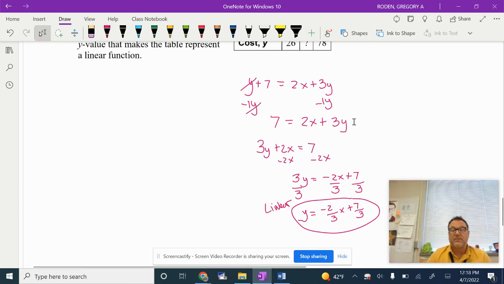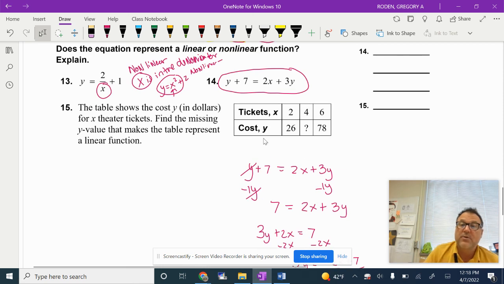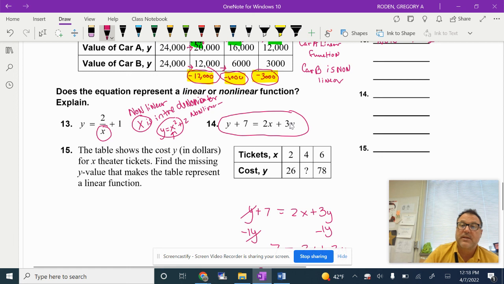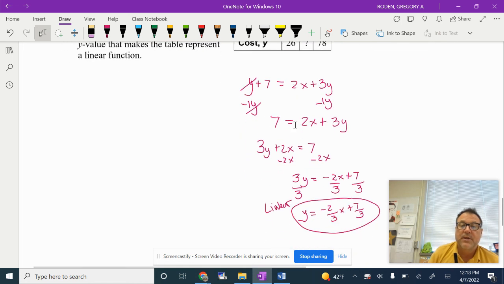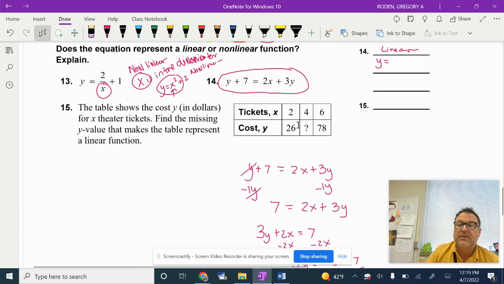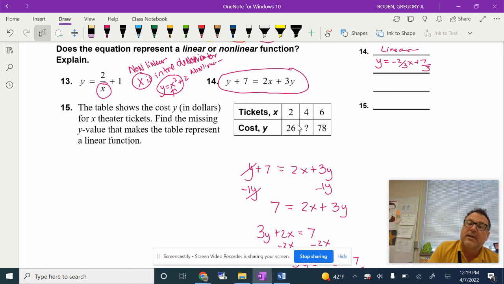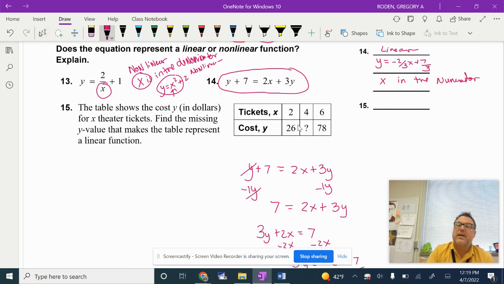So this is actually a very ugly, very linear equation because x is in the numerator. In the other one, x was in the denominator. In this one, x is in the numerator. Okay, so number 14 is linear, because y equals negative 2/3 x plus 7/3, and x is in the numerator, the top. That's what makes it linear, because x is in the numerator, where in the other one, x was in the denominator, which made it nonlinear.